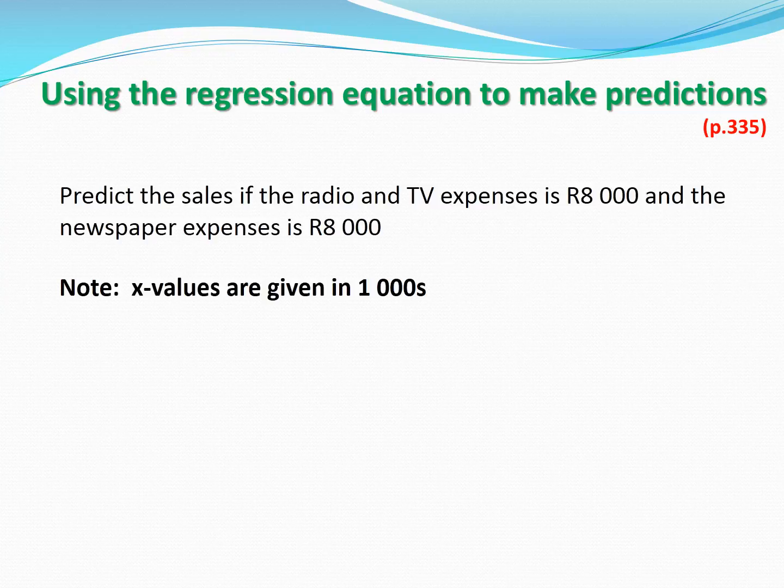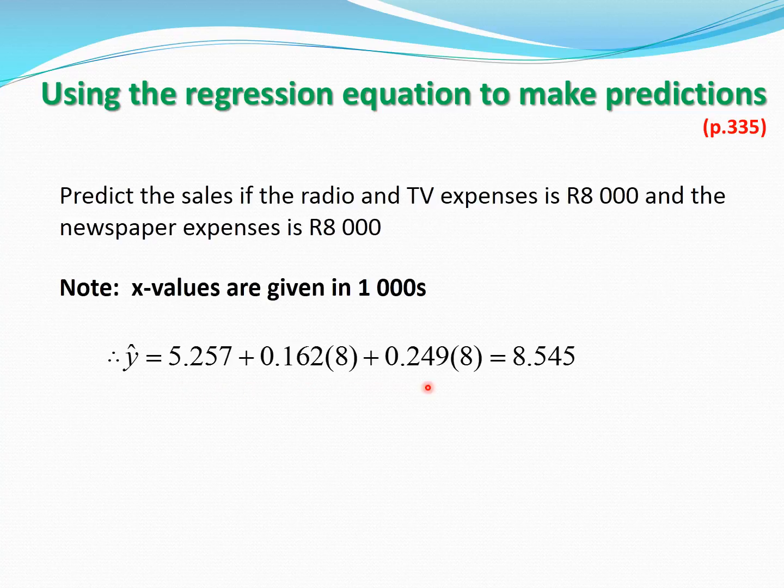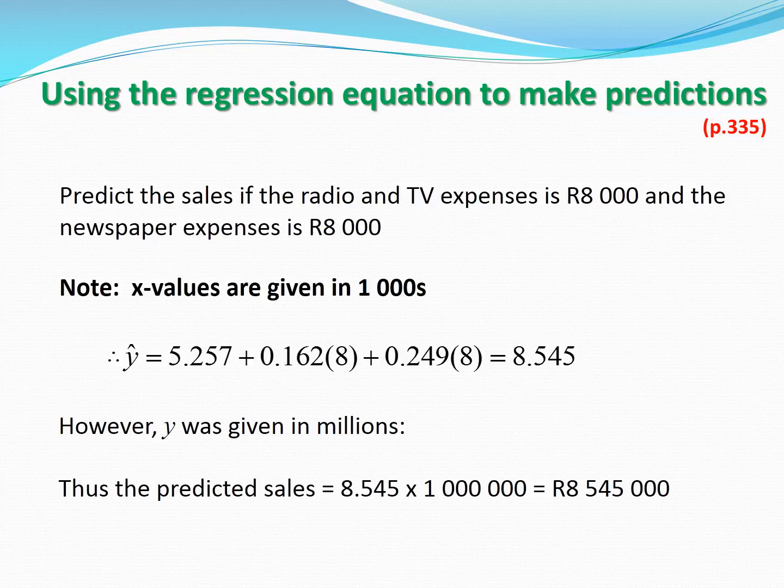So when you substitute your data now for this example, you need to substitute it as decimals. So 8,000 will be 8 for x1, and x2 will also have a value of 8. So if you plug that into your equation, you will get y hat as 8.545. Okay, but remember, our original units for sales was millions of rands. So if you multiply that amount by 1 million, you will get 8,545,000 rand for the predicted sales.